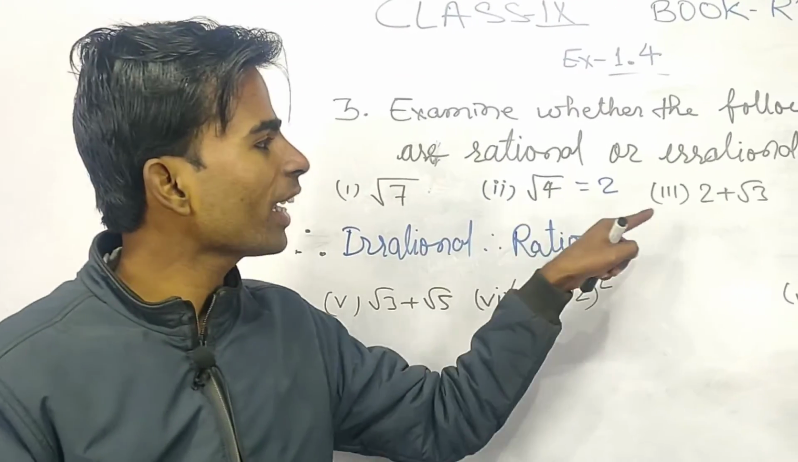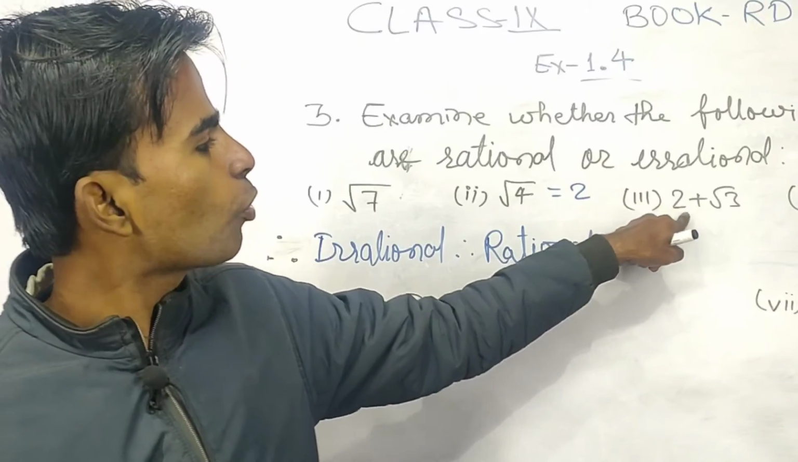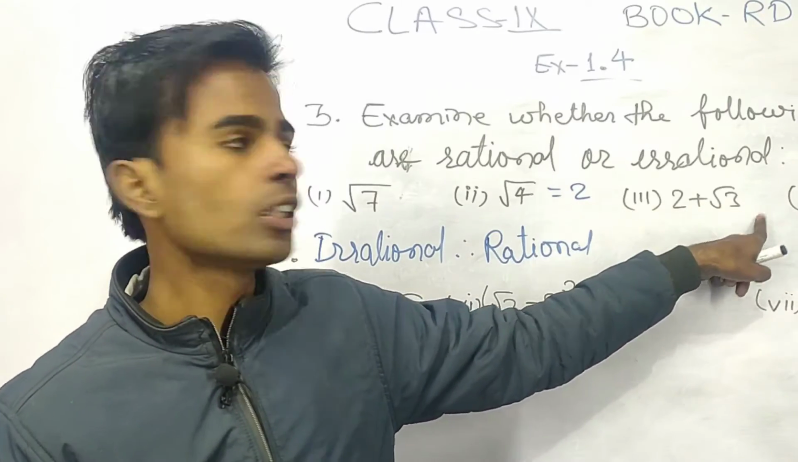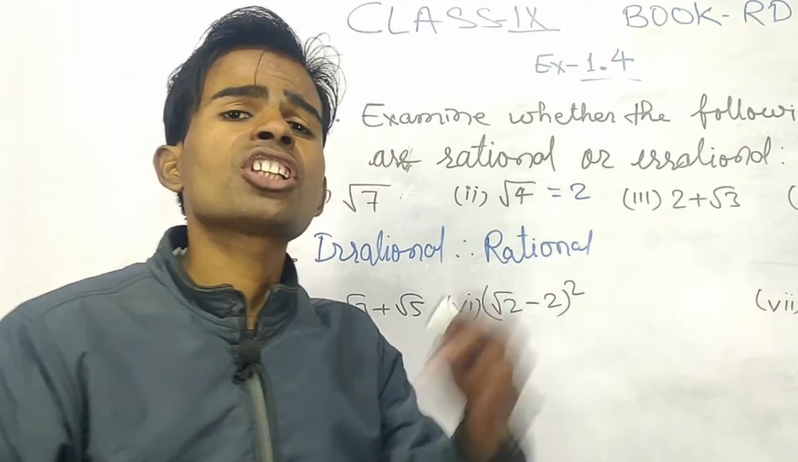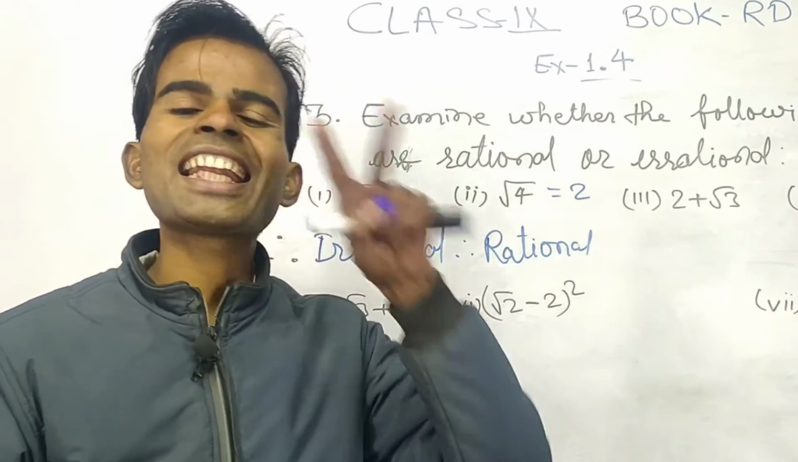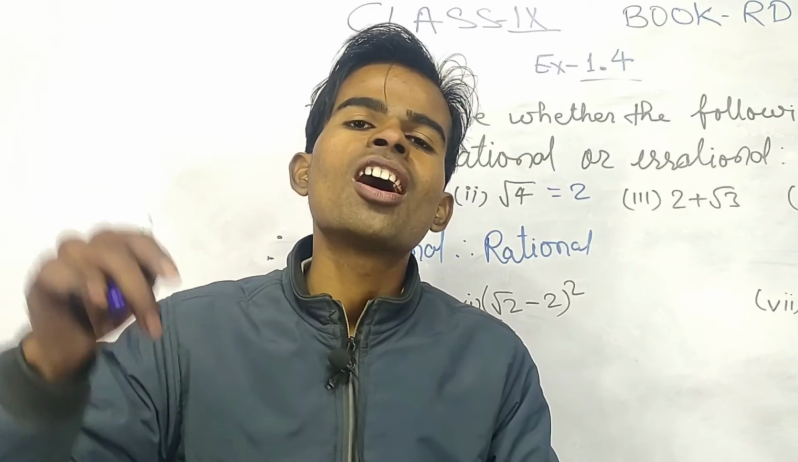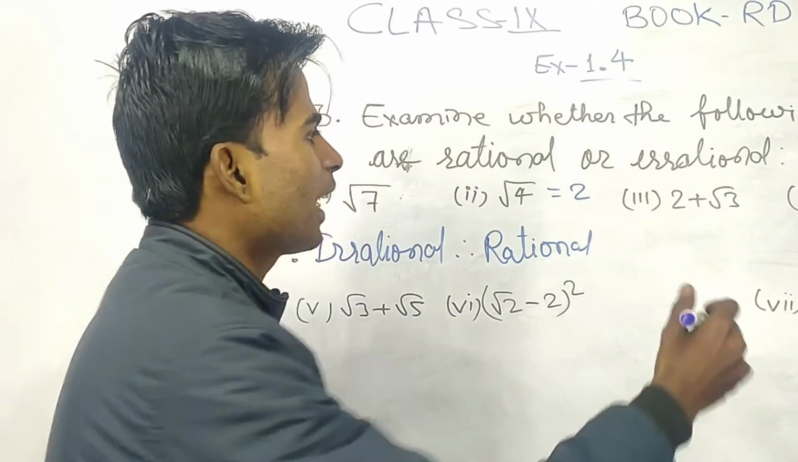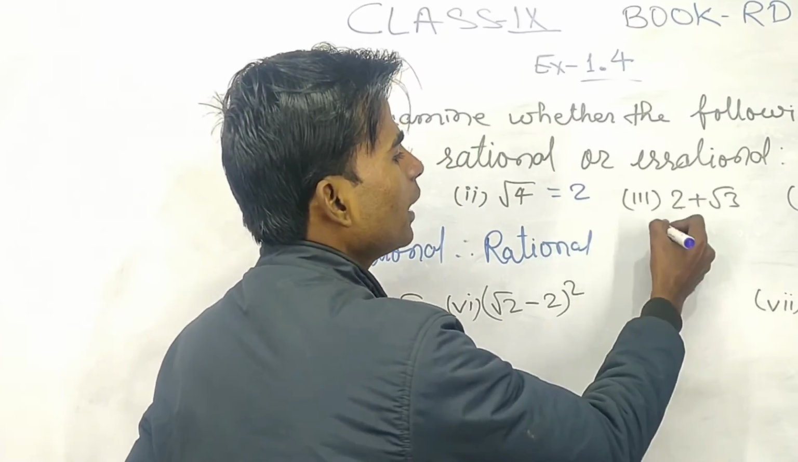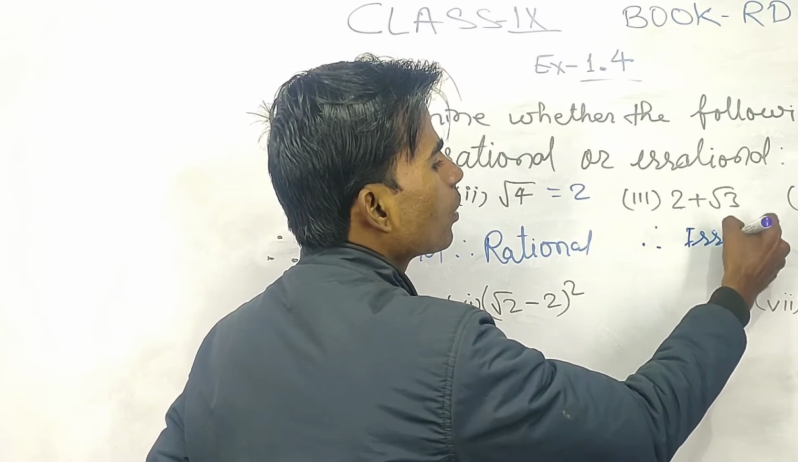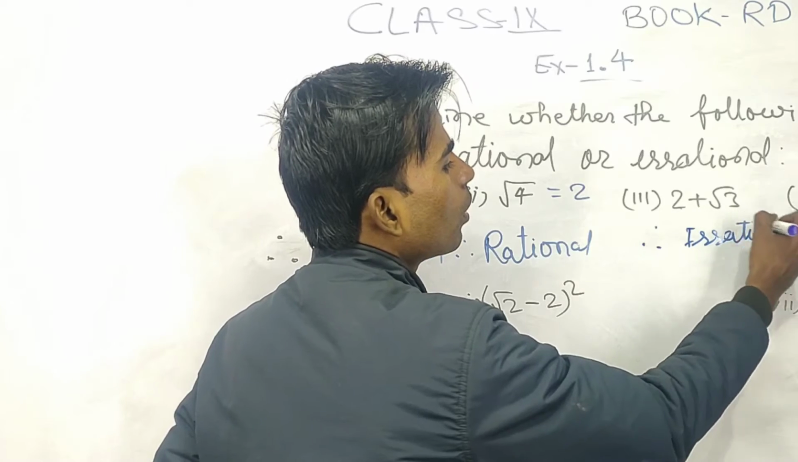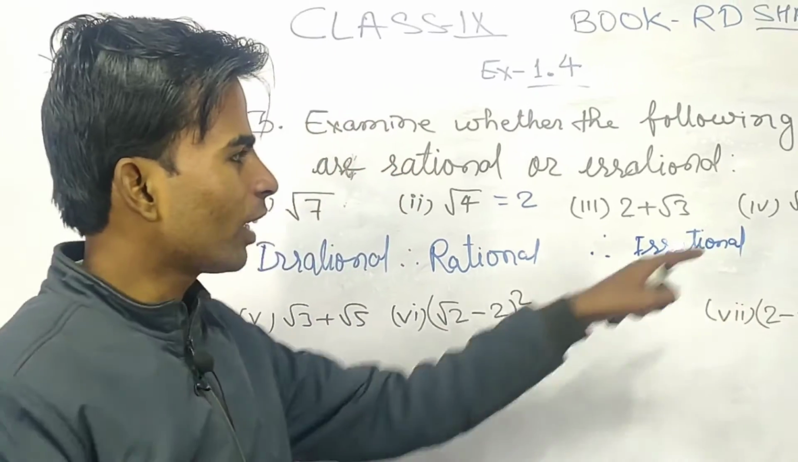Okay, let's go to the next, that is question number 3: 2 plus root under 3. 2 is a rational number and root 3 is an irrational number. We know that the sum of a rational number and an irrational number is also an irrational number. That's why 2 plus root 3 is an irrational number.